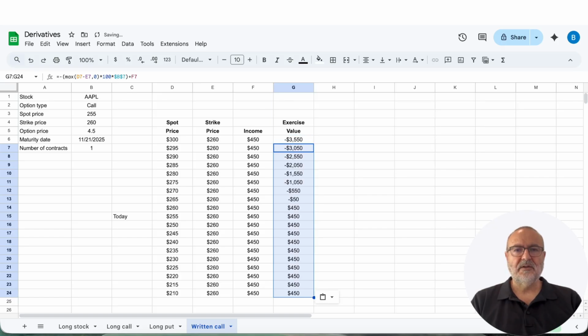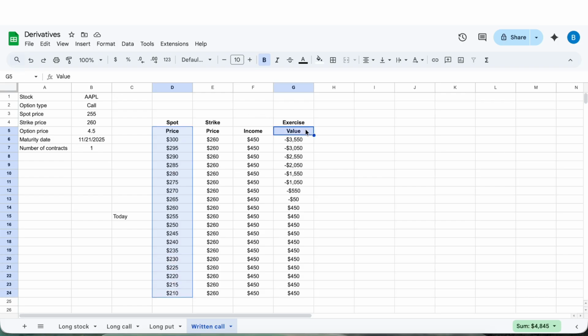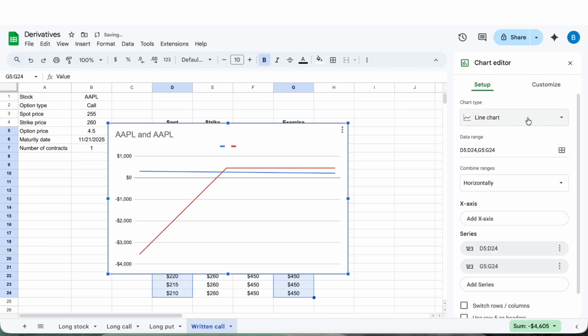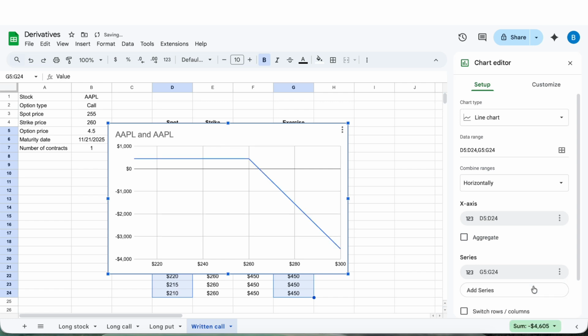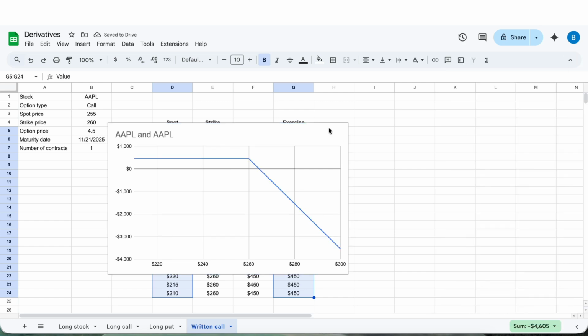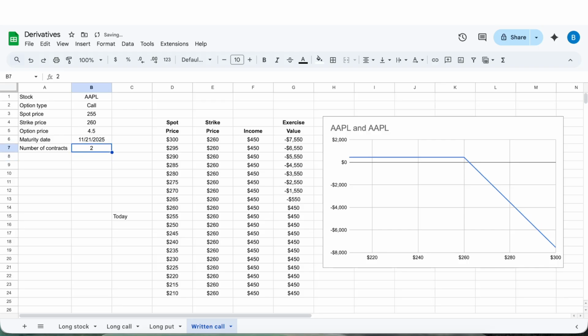Finally, we add the profit and loss chart. Notice that we have a very limited profit of $450 and unlimited loss potential.